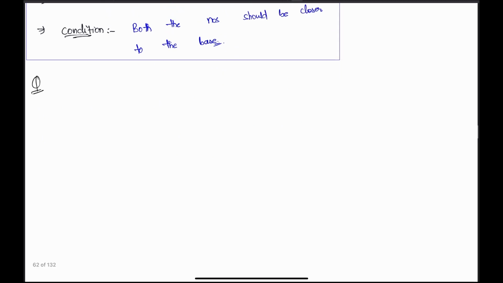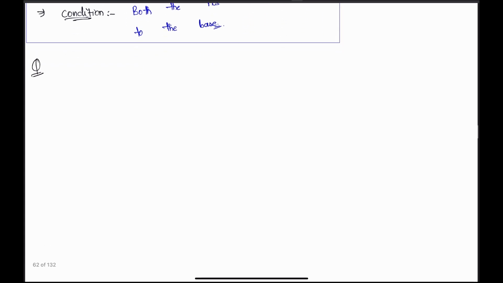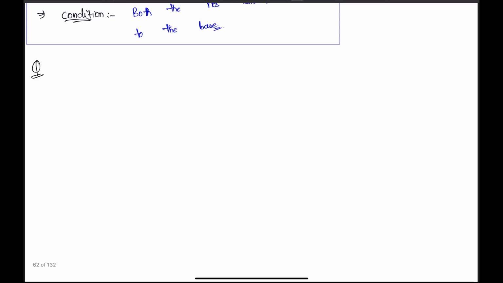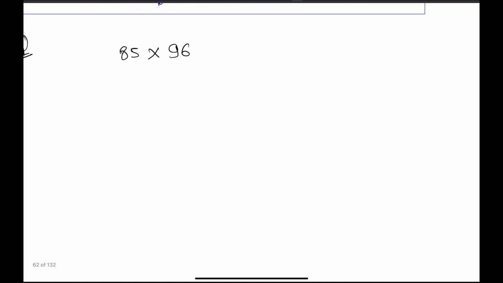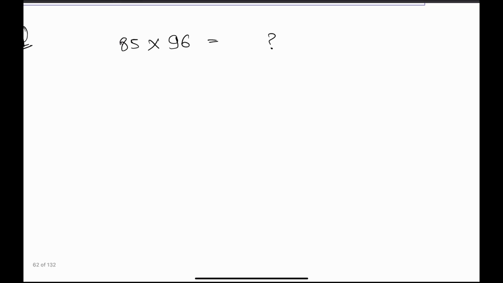The question will be based on the same conditions and bases. Both numbers should be closer to the base. So let's take the easier base first of all. Suppose we take 85 into 96. If someone asks me to tell the product of it, as it is a multiple of 5, it's kind of easy, but still it's difficult to do. Okay, we will solve this, but let's just start with base 10. Then slowly and gradually we will move to the next bases.